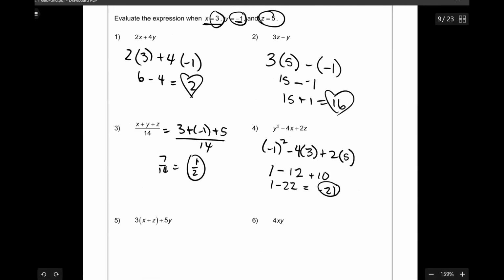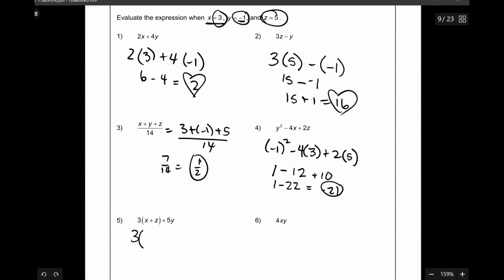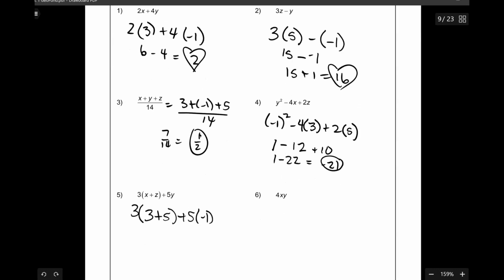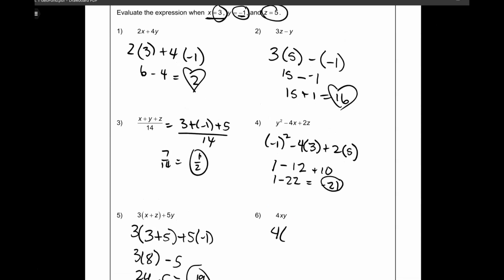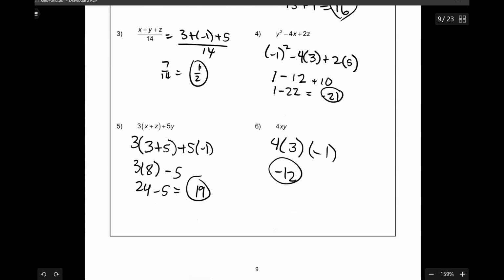Okay, oops, I'm zoomed out too far. We gotta plug in. So 3 times my x plus my z plus 5 times my y. So I have 3 times 8 minus 5. 24 minus 5 is 19. And then I have 4 times my x. What is my x value, Eli? You see this number? 3 times my y. What's y? -1. So this is just going to be -12.